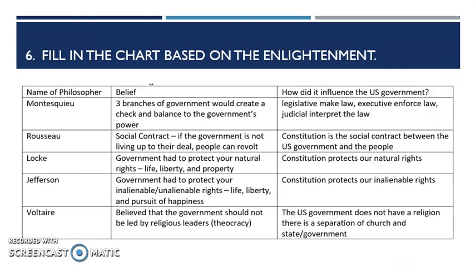Question 6, you had to fill out the chart based on the Enlightenment. So philosopher names, beliefs, and how it influenced the government. We did this in the interactive. So Montesquieu, 3 syllables, 3 branches. He believed that by creating 3 branches, he would create a system of checks and balances to the government's power. Pretty much that is what we do. We have a 3-branch system.